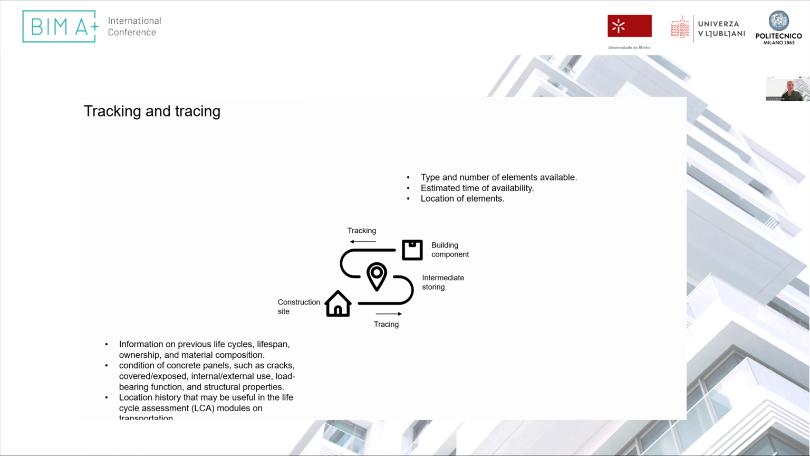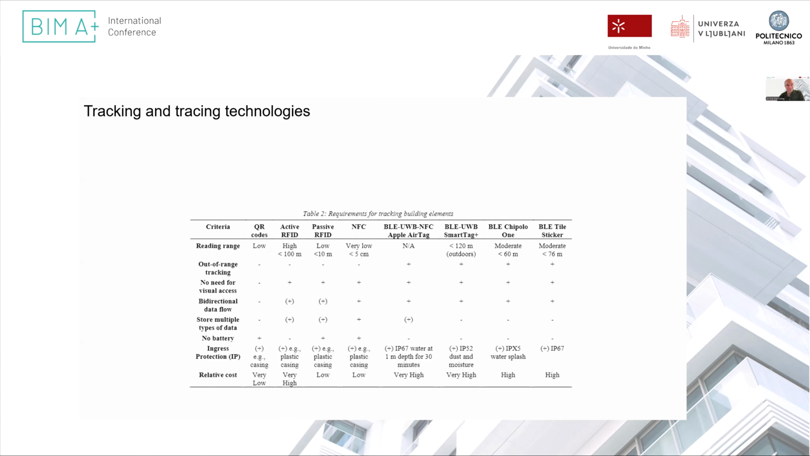And then in the next study, we looked at tracking and tracing elements. Tracking is following the path forward, and tracing is knowing previous information and where the elements are coming from. It could be useful for knowing the previous life cycles of the element, or for calculating some modules for life cycle assessment, like transport, through the tracking tags, and also knowing the lifespan of the elements.